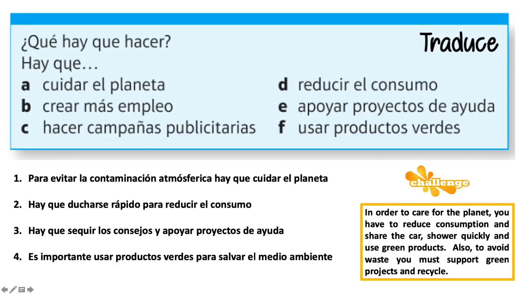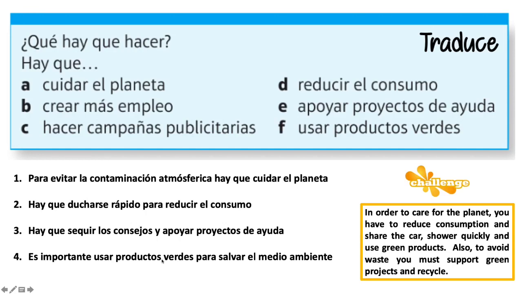So, hay que reducir el consumo. We have to reduce. What do you think consumo could be? Hay que apoyar proyectos de ayuda. We saw proyectos de ayuda earlier. Apoyar, you know, supporting. So we have to support what? Hay que usar productos verdes. We have to use green. What? And then you have 4 sentences here.